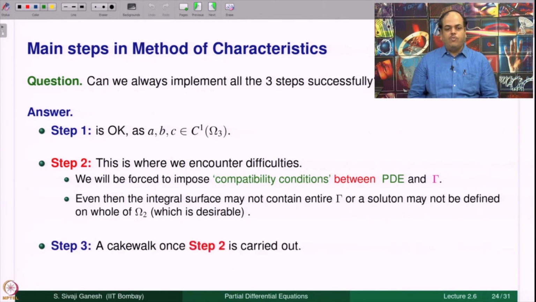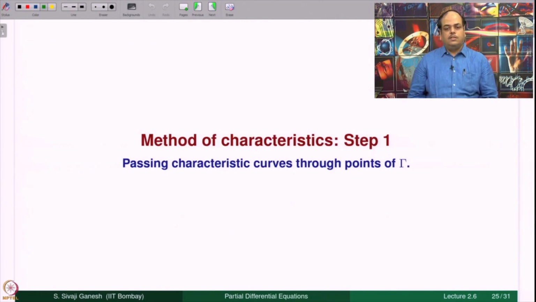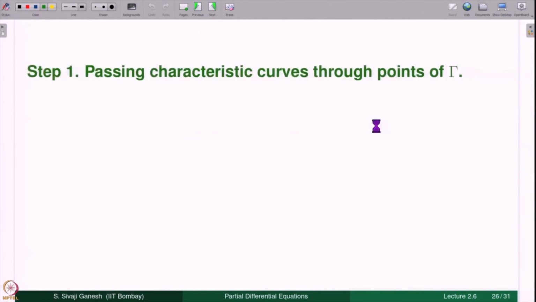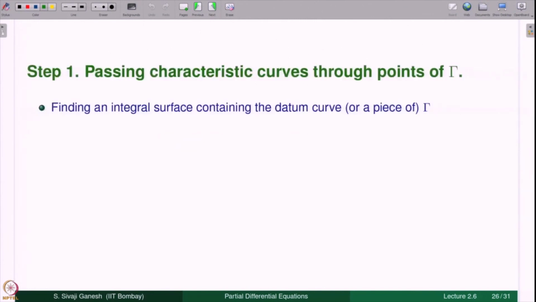Step 3 is a cakewalk once step 2 is carried out. Let us discuss step 1, passing characteristic curves through points of gamma. Finding an integral surface containing the datum curve, now we have decided a piece of datum curve means, what does that mean? We need to view a surface around gamma.